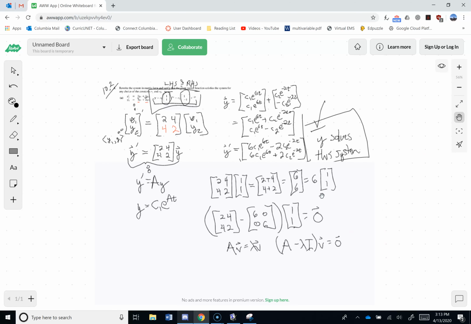Okay. So the process that I'm trying to illustrate here is the process by which you can both convert a system into a matrix equation and the process by which you can verify that something is a solution. Good with those?